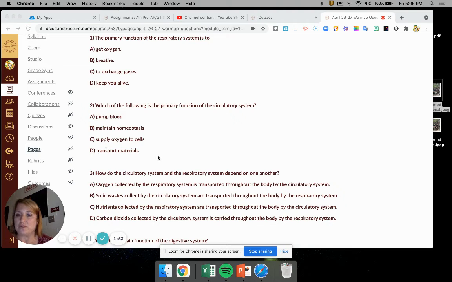Its primary function is to transport materials around your body. If there's anything in your body that needs to get moved around, your bloodstream, your circulatory system does it. So the answer is D, transport materials.